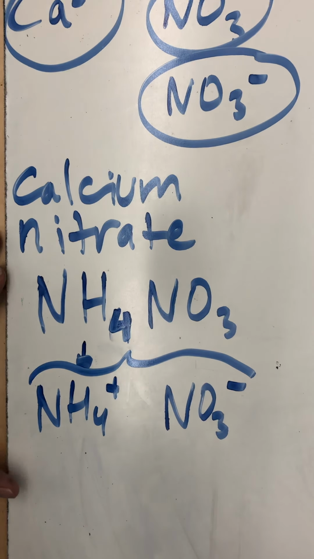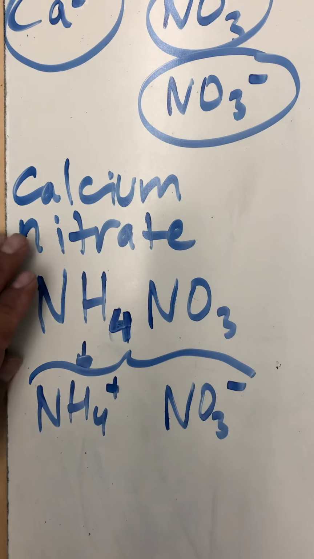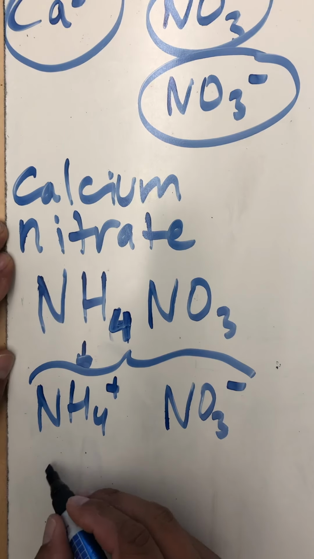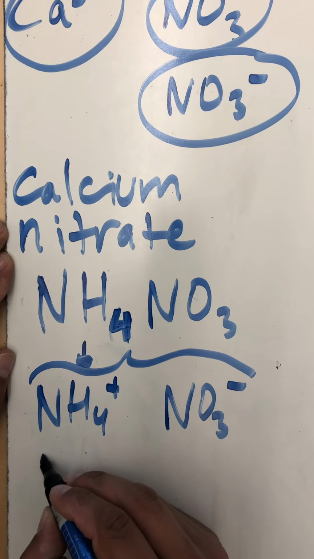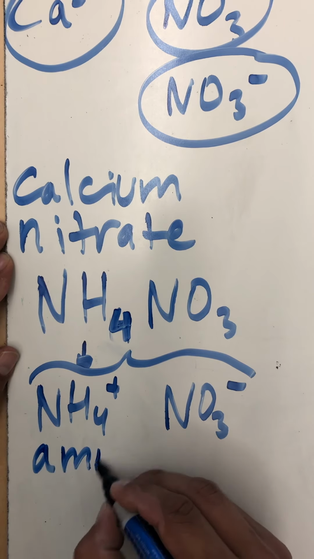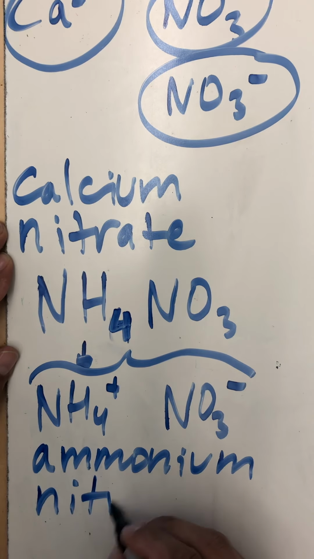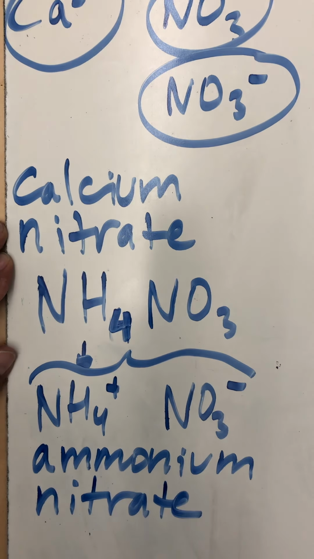Now remember, if there were 2 of these, say with calcium, then you would put parentheses around it, just as a quick reminder. Same rule for naming though, just name the ions, and this is an ionic compound. So this is ammonium and nitrate. Once again, notice I didn't say ammonium mononitrate or any of that silliness.